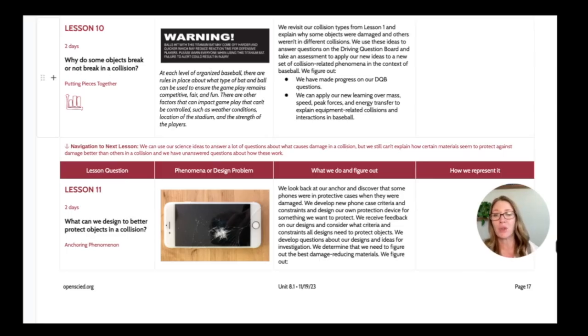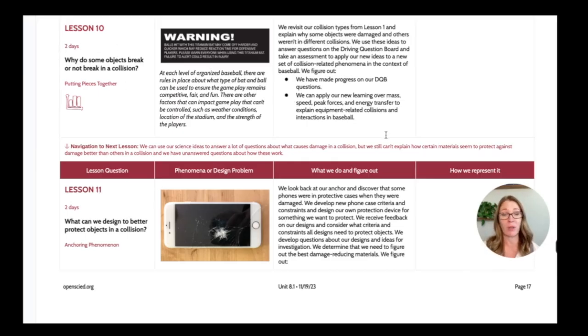We're also going to look back at our driving question board and realize we've made progress on a lot of questions, but there might still be questions about cell phone cases. Why do they make phones not break? So those questions will probably appear in a category on your driving question board. So we're going to tackle those as an engineering challenge next. The transfer task in lesson 10 is all about baseball.